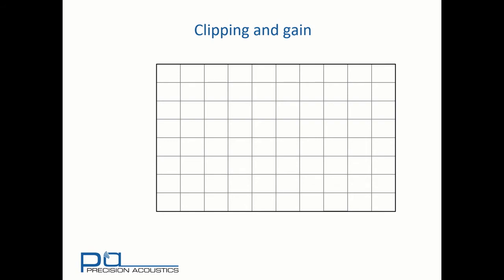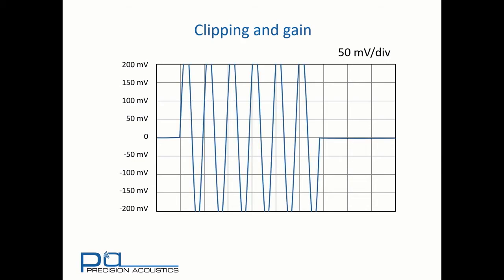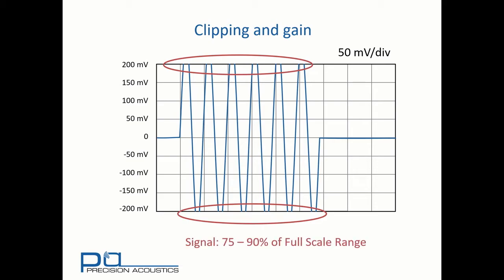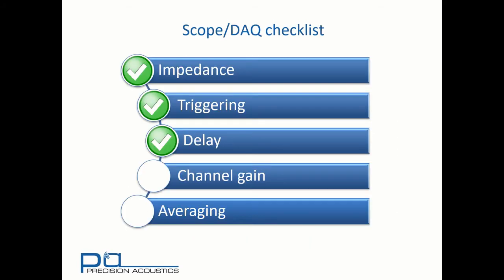We also need to be careful not to set sensitivity too high. Looking at the same signal, but with only 50 millivolts per division, we'd find that the signal would exceed the top and bottom ends of the screen. This is clipping, as shown in red. This would result in significant distortion of the waveform on the acquired signal. In practice, therefore, it's better to aim for a signal whose amplitude is 75 to 90% of the full scale range. We can now cross channel gain off our checklist.